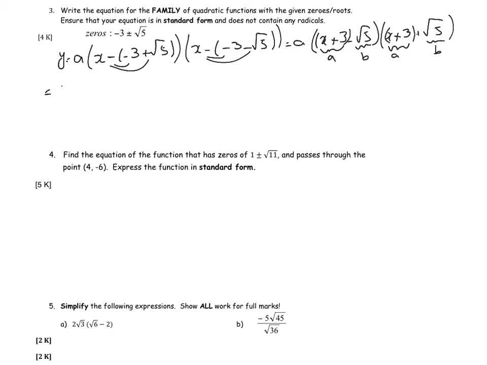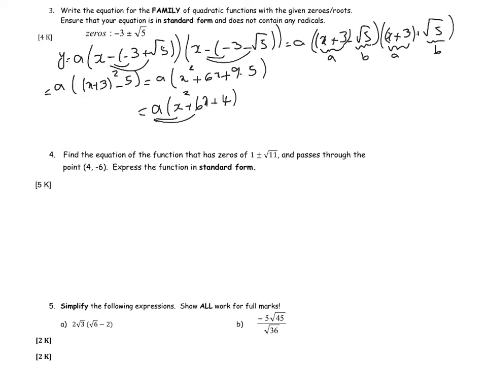So this is the same as a, open bracket, x plus 3 squared minus square root of 5 squared, which is 5. Now if I expand this one, I get x squared plus 6x plus 9 minus 5, which is the same as a times x squared plus 6x plus 4. Since I have to make it in standard form, I'm going to distribute a inside. I get ax squared plus 6ax plus 4a.